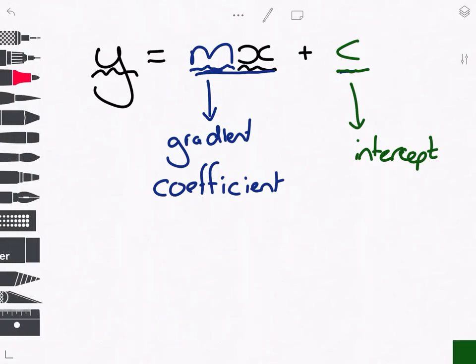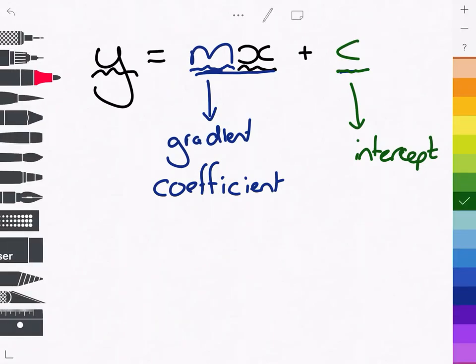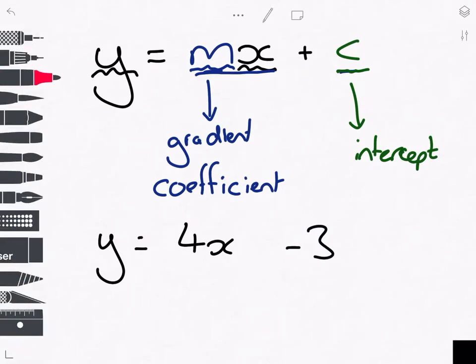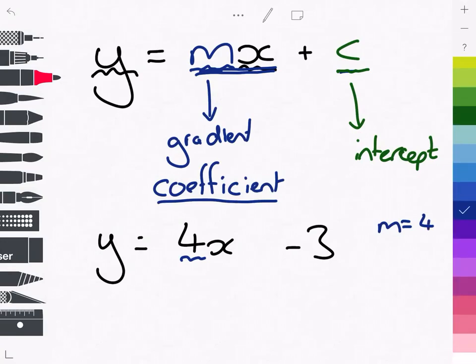Okay, so what does this mean? Well, we might be given an equation. Let's just make a random one up. So we might have y equals 4x take away 3. So we should be able to identify where the gradient is. Well, it's the coefficient, remember? It's the bit next to the x. So it's just 4. So the gradient of this line, you can write m equals 4.